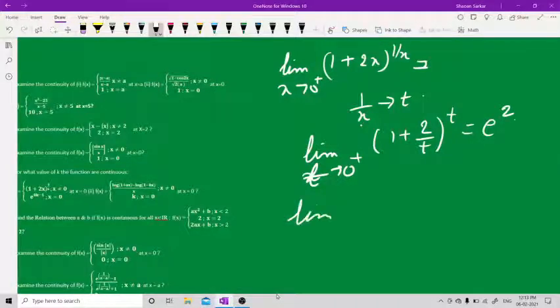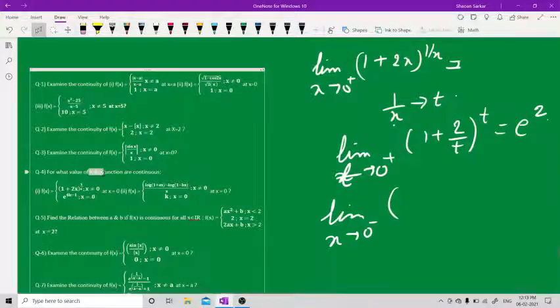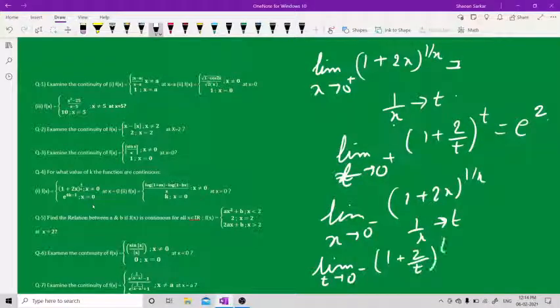Now you take limit x tending to 0 minus. Let me see the question first. Oh, they are asking for what value of k this is continuous at 0. So similarly I'll do this one also: (1 plus 2x) to the power of 1 upon x. Again I take 1 upon x as t. Limit t going to 0 minus of (1 plus 2 by t) to the power of t is again e square. Both are the same.